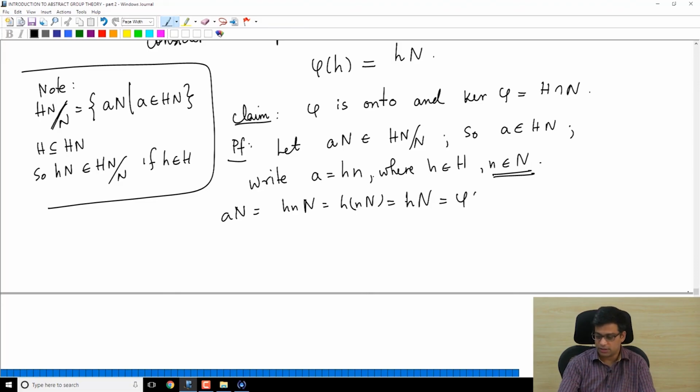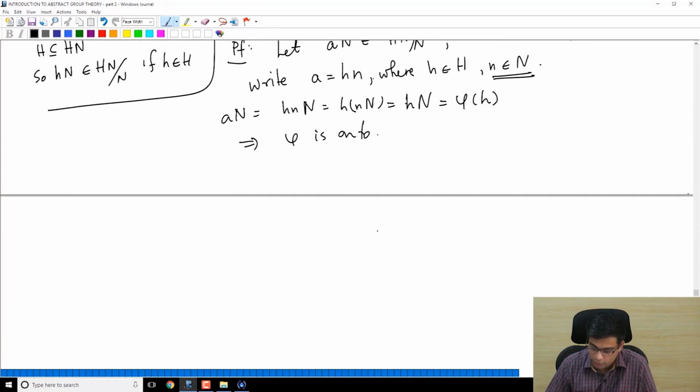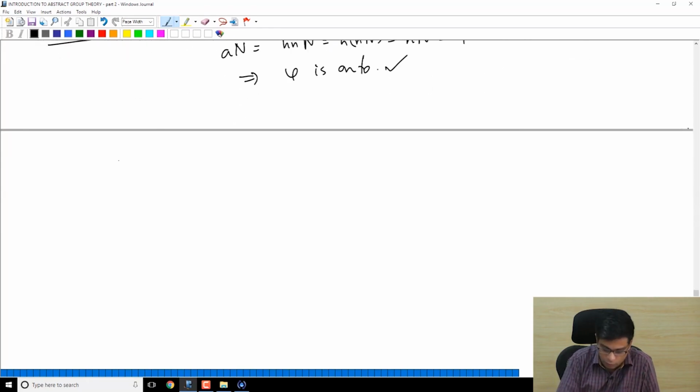But this, remember, is phi of h. So we have started with an arbitrary element of HN mod N and showed that it is the image of something in capital H. So this implies phi is onto. This much is okay. What is the kernel of phi? The kernel of phi is all elements h of the group H such that phi of h must be the identity element.